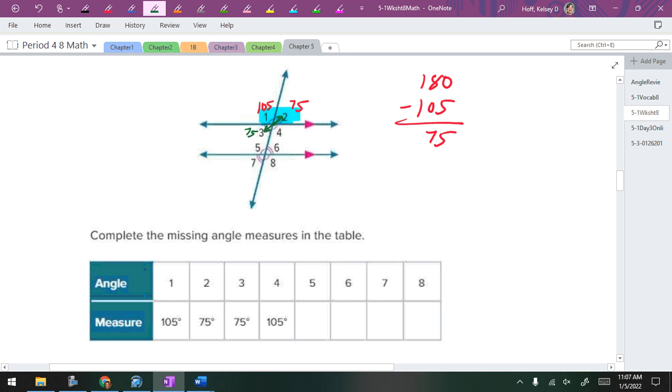And 1 and 4 is the same scenario. If angle 1 is 105, angle 4 is 105. Fine and dandy, Miss Hoff, but that only got us 1, 2, 3, and 4. You told me you could figure out all 8. So how in the world do I figure out 5, 6, 7, and 8?